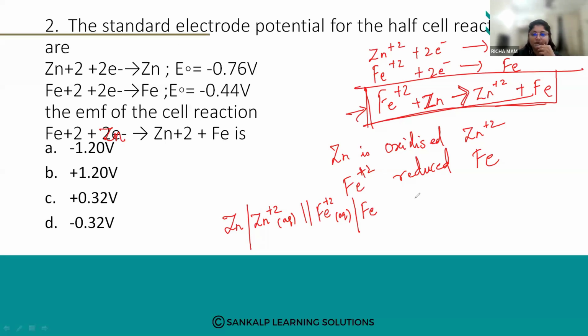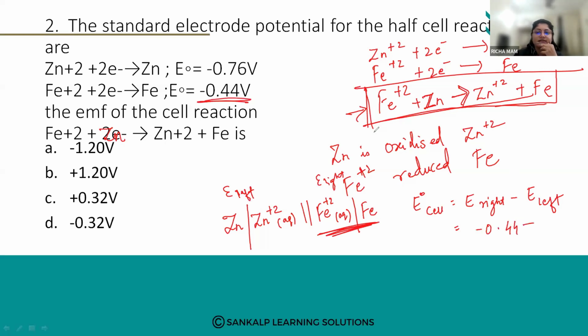Now, if I want to calculate the EMF, the EMF of the cell is calculated as E naught of cell equals E right minus E left. Now, what is E right? Right is the one undergoing this reaction, so this is our E right and this is our E left. So take the EMF of this cell. E right is Fe, which is minus 0.44, minus E naught of the left cell, which is minus 0.76. Find out the answer. I have told you how to do it.